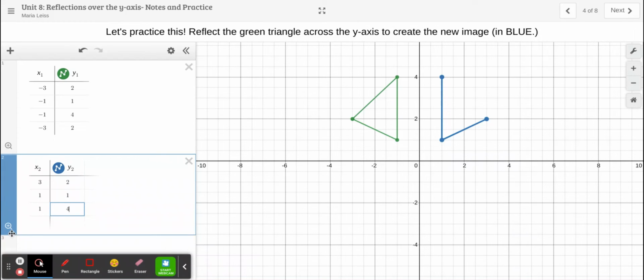And you can see my triangle being drawn. -3 becomes a +3, and the 2 stays the same. So now I have my reflection.